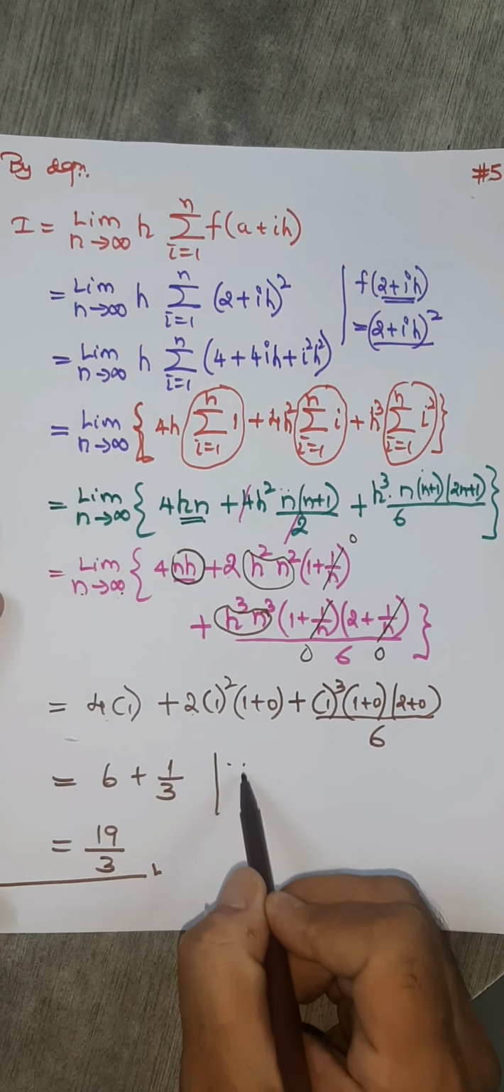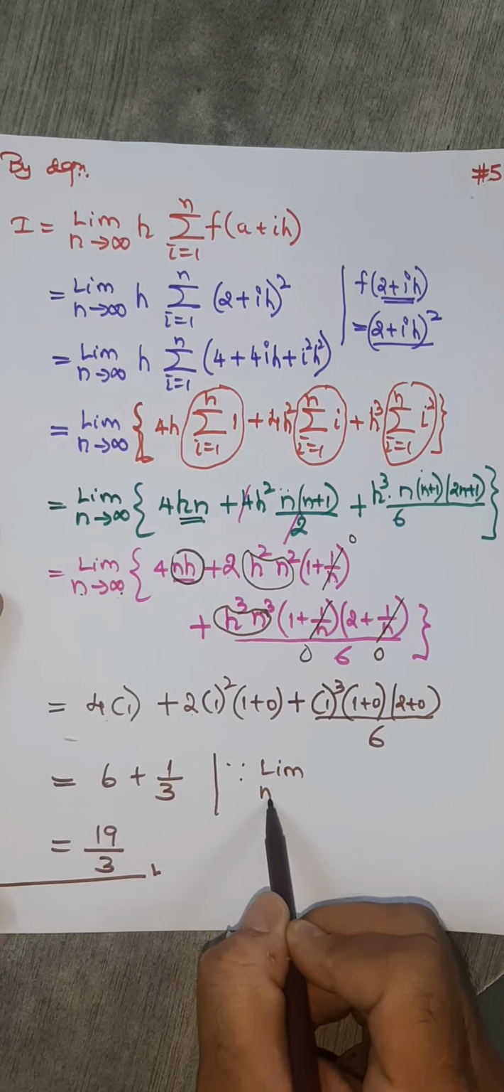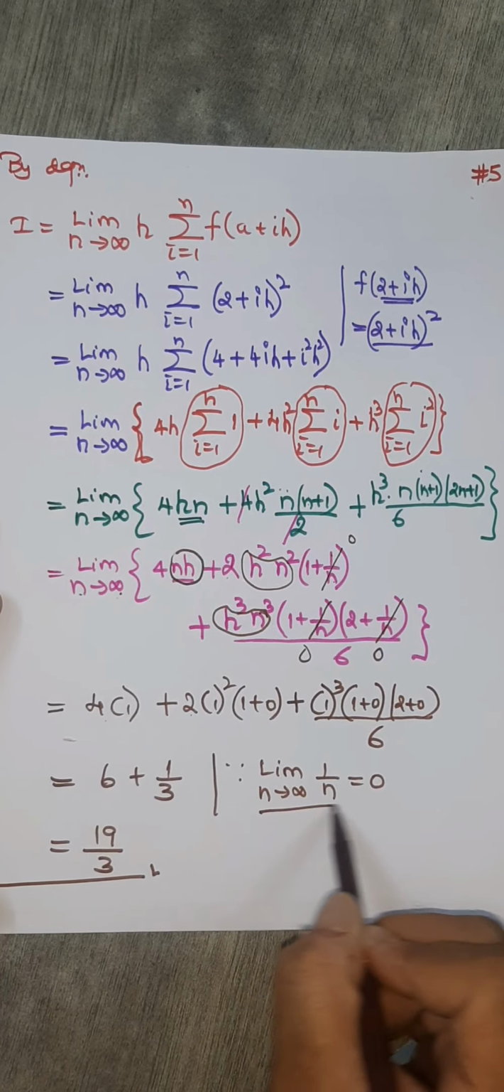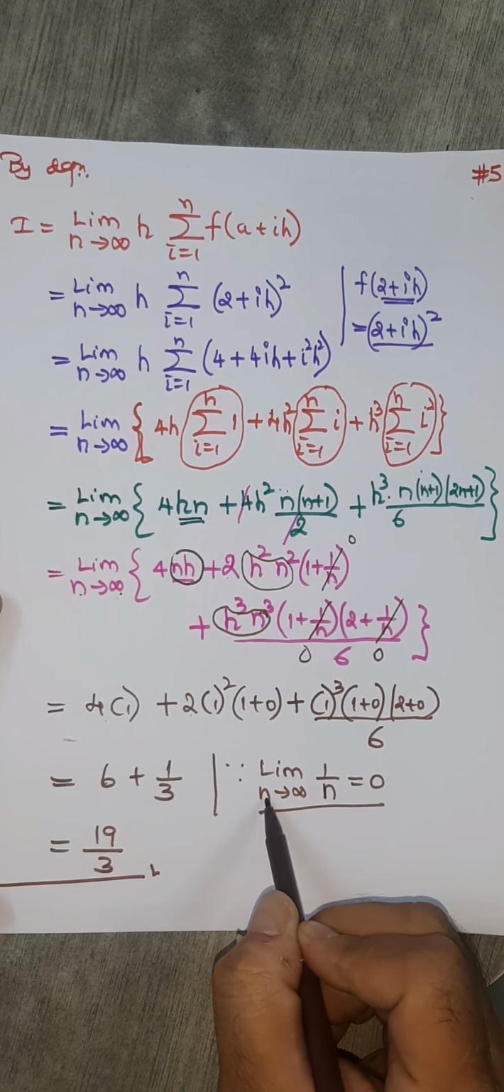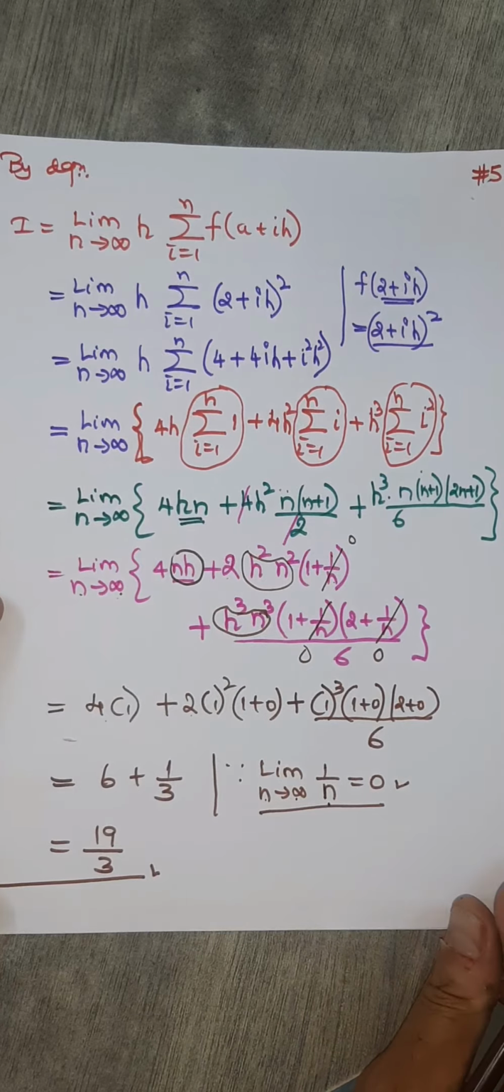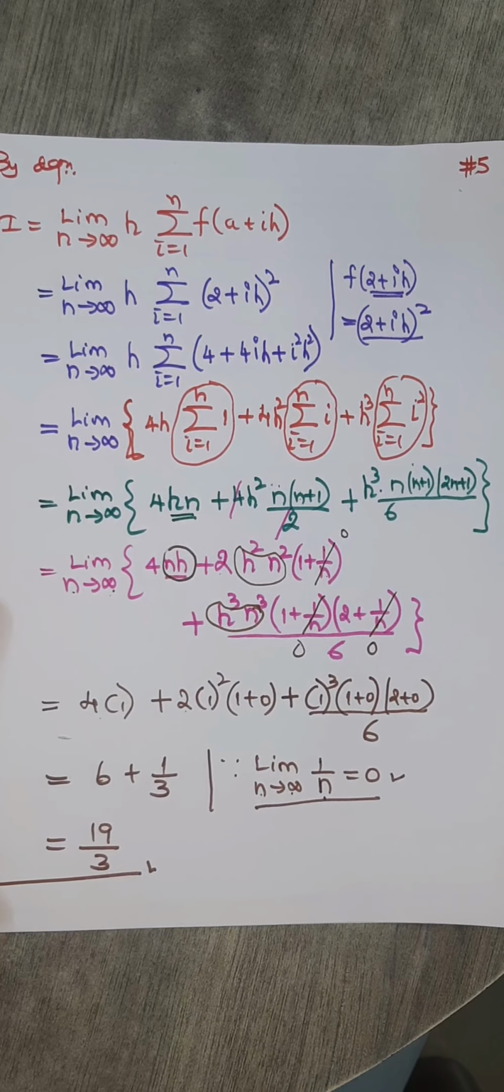I've used this here: limit n tends to infinity, 1 upon n is always 0. It's quite obvious, we did it in 11th also. If n is a very large number, 1 upon a very large number always tends to 0.